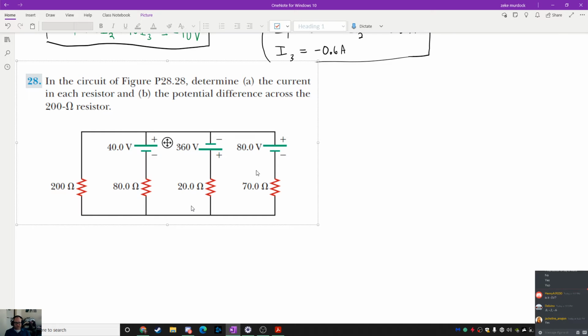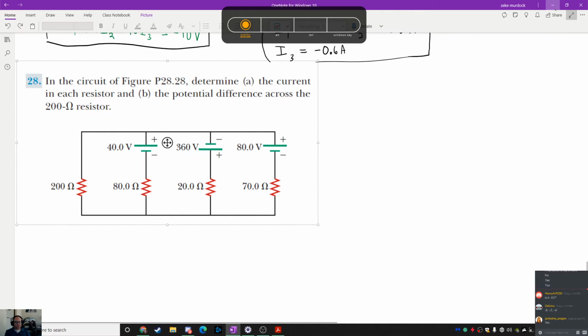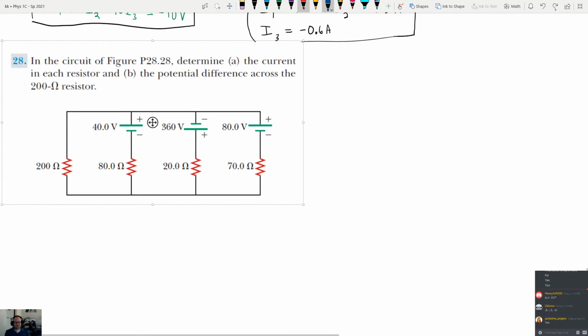So let's go left to right, just to keep things simple. I like things to be as simple as absolutely possible, so for me what that means is just always make the currents the same direction. Just keep it really simple. So we'll make this direction to be I1. We're going to have an I2 here. We're going to have an I3 right here.